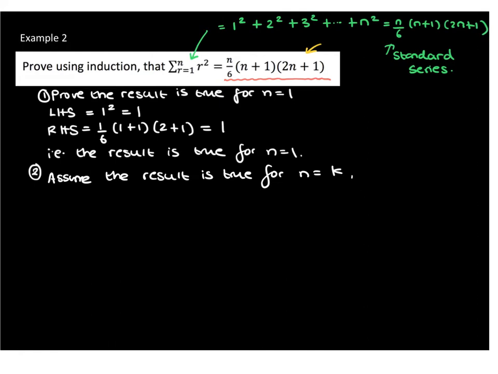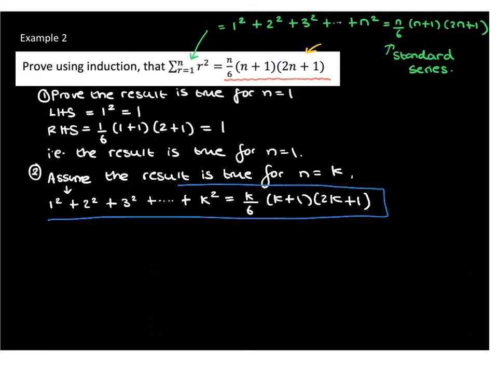Now that means that we're assuming that 1 squared plus 2 squared plus 3 squared plus 4 squared plus however many square numbers we need to get to k squared is equal to k over 6, k plus 1, 2k plus 1. So we're taking this result that we're trying to prove and we're assuming it's true for some value of n. And we now need to prove that on the basis of this assumption, the result would also be true for the next value of n, which is k plus 1.